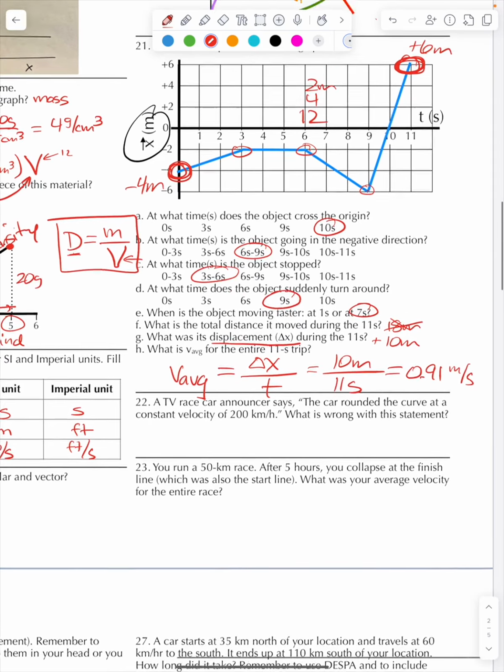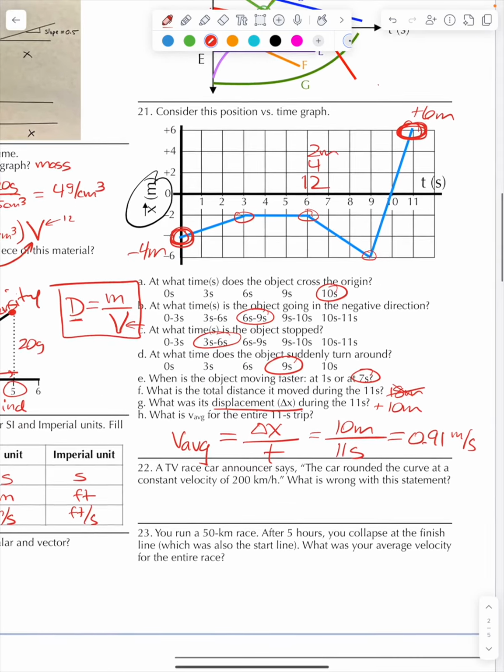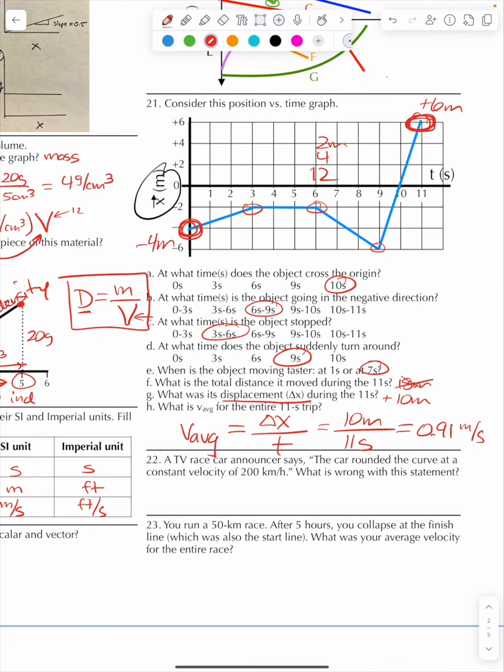Okay. Now I'm going to do a bonus question. I kind of made a mistake. I meant to ask this, but I didn't. Let's say, and be ready to do this, I'm going to erase some things here. What if I wanted to know the velocity at 7 seconds? So in other words, the velocity right there.